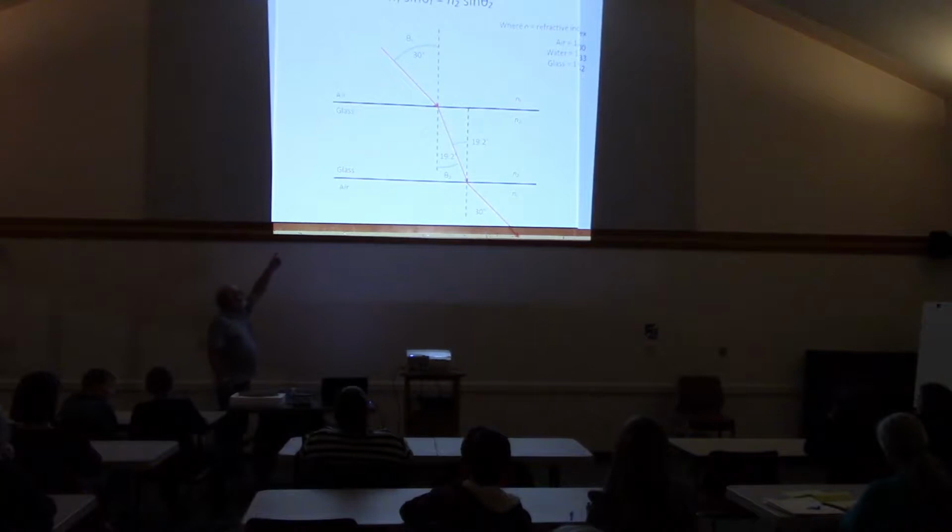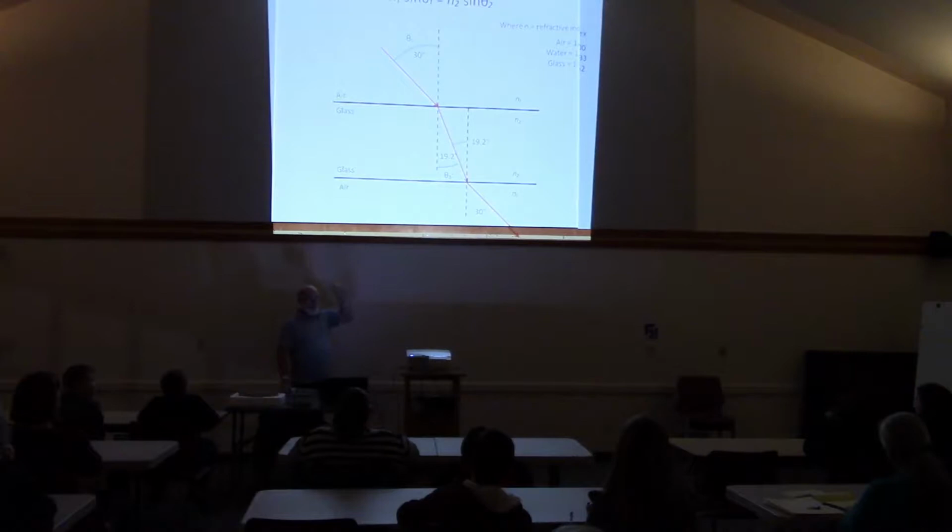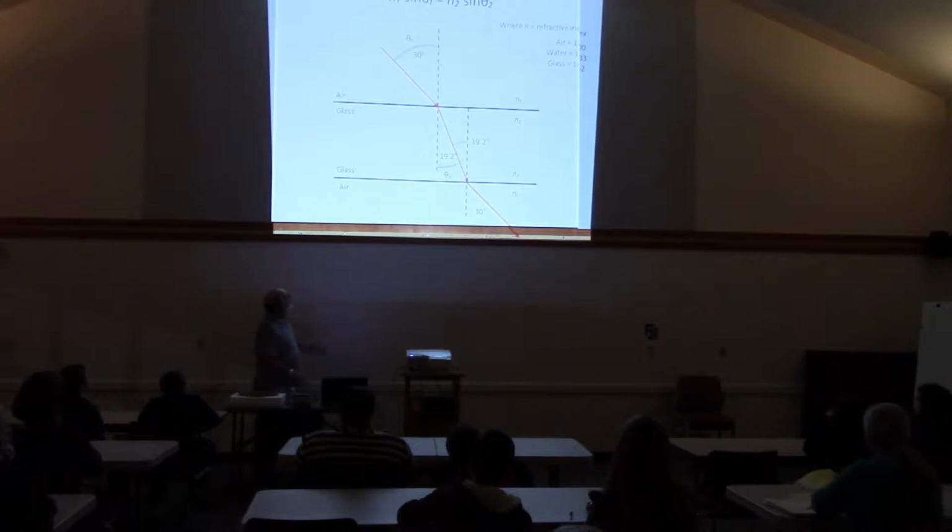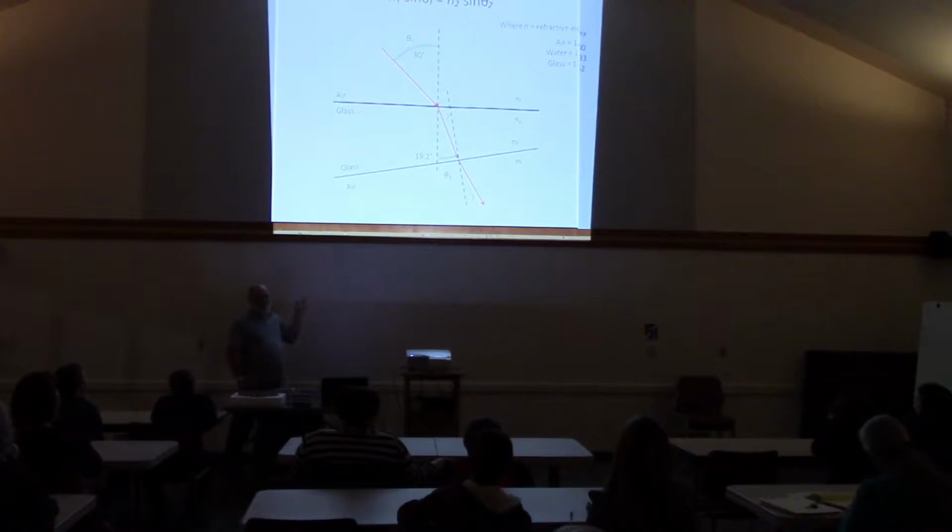So the light, when it hits the glass, takes a little jog, but then it leaves on a parallel path. It's heading in the same direction, it's just moved over a little bit. But for our purposes here, this is what we run into with lenses.